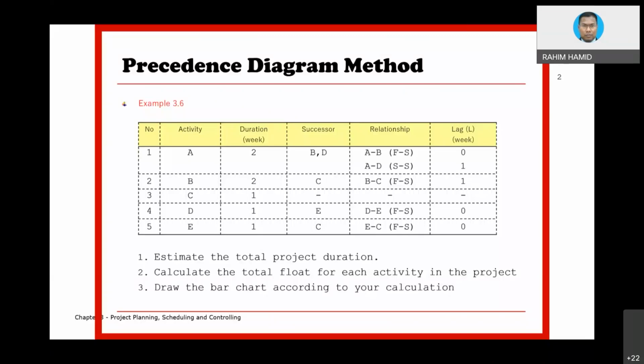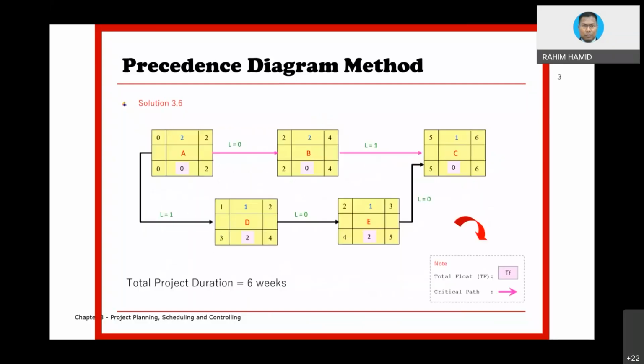Example activity, your activity A, B, E, duration is given, successor instead of using predecessor, doesn't matter, vice versa. And you notice that relationship shown, there is one SS instead of finish to start. And then they also give us lag in two situations. Okay, from that, we are going to see how those things will influence the drawing.